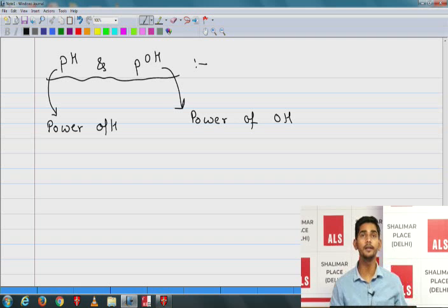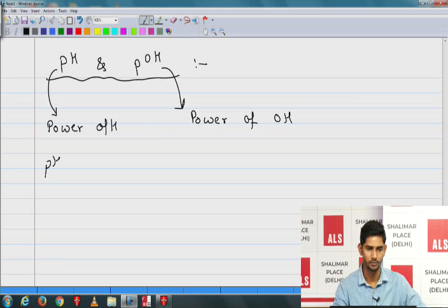If we discuss numerically how we can express the pH, we can simply say that pH is nothing but the negative of logarithm of concentration of H plus ions. Whereas the pOH is the negative of logarithm of concentration of OH minus ions. This is how you can define it mathematically. So just copy its definition.